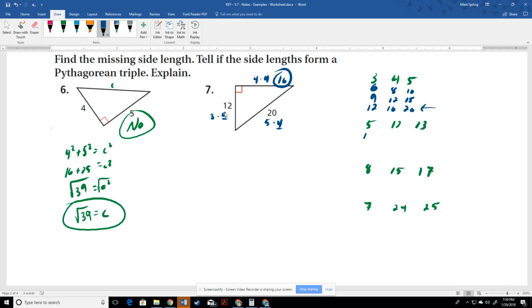And of course, the other ones, you can double all of them: 10, 24, 26, 16, 30, 34. So you can double, keep them in mind.